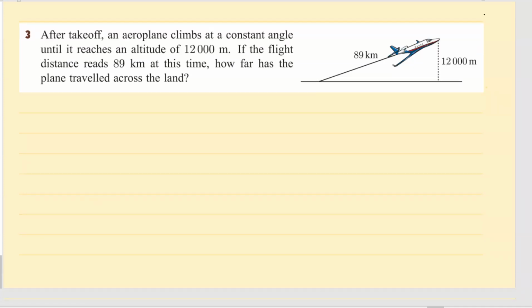Right, last one. After takeoff, an aeroplane climbs at a constant angle. Once again, it's another tricky one where they've given you different units. Don't fall into that trap. How many metres in a kilometre? That's 1,000. So we can just divide by 1,000 there. So this will be 12 kilometres. Okay. And again, read the question. How far has the plane travelled across the land? So we're wanting to find this x here. What are the two lengths that make up your right angle? It's this one and the horizontal.